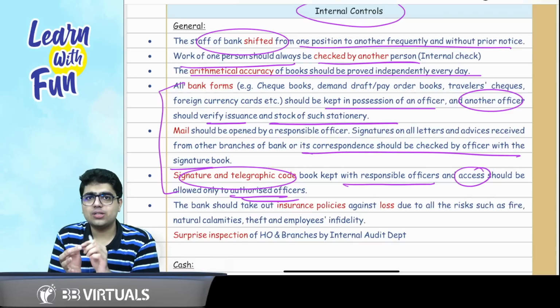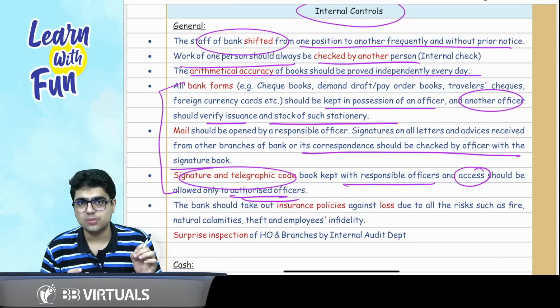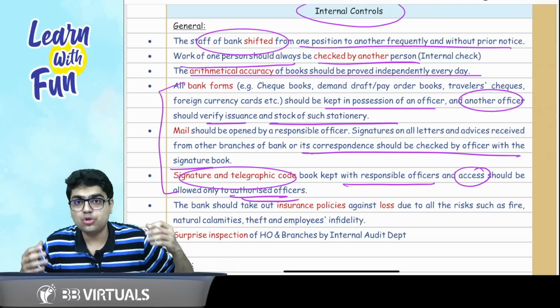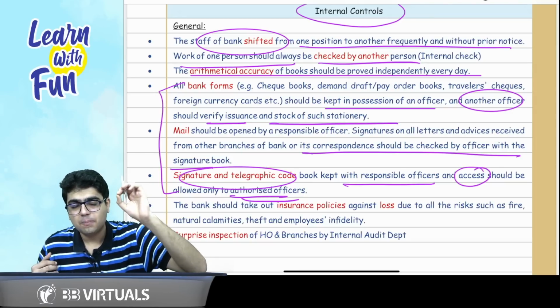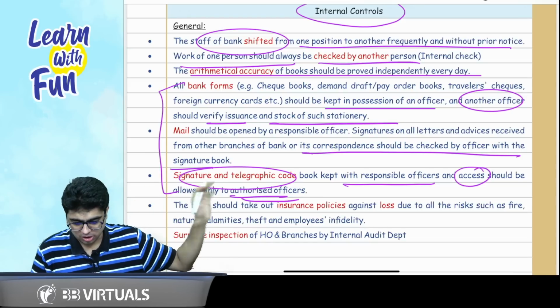And if we talk about the signature book or the telegraphic code book, who should have access to it? Responsible officer. And who should have the possession of it? Possession should be with the responsible officer. Plus, access should only be allowed to the authorized officer.